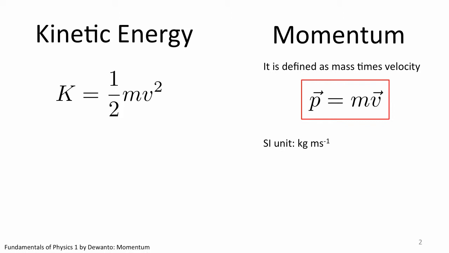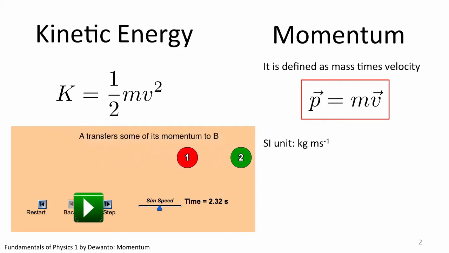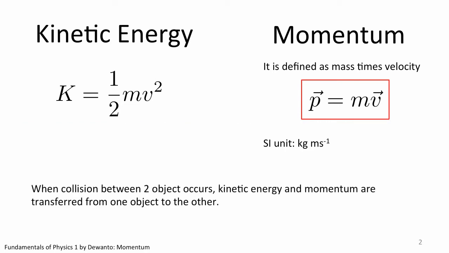Similarly, since object A is already in motion, it has momentum to start with. When it hits object B, who initially has zero momentum, remember B is stationary initially, it will transfer some of its momentum to B, causing B to move as well. Thus, in short, when collision occurs, kinetic energy and momentum are being transferred from one object to the other.